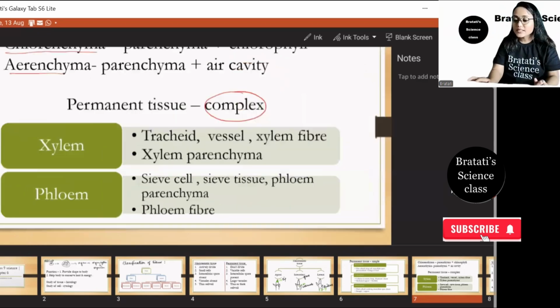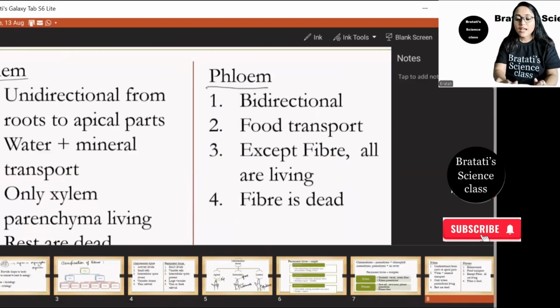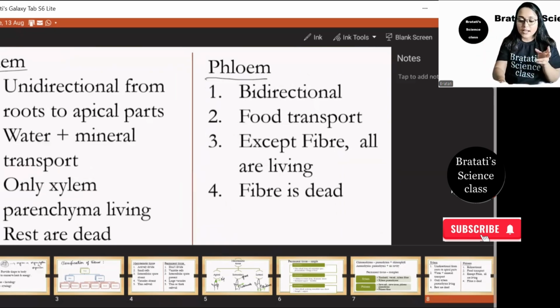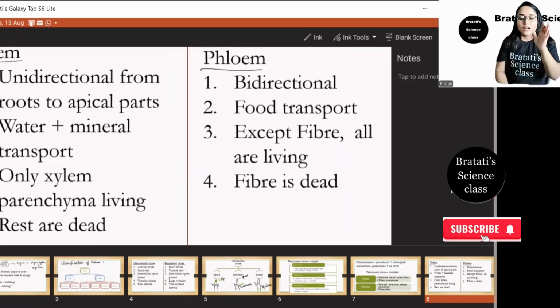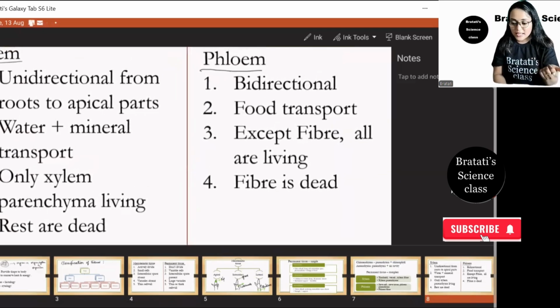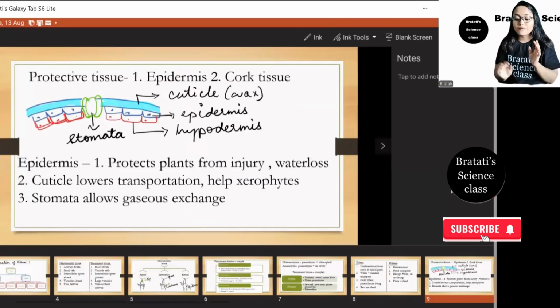Right? Now let us see the difference between the xylem and the phloem. As we discussed, the xylem tissue is unidirectional. The water transport is always from the root to the apical parts, the other parts. And phloem is bidirectional. Xylem transports the water and minerals, whereas the phloem transports the food. In xylem, except the parenchyma, others are dead, but in phloem, except the fiber, all are living. So that difference can come.